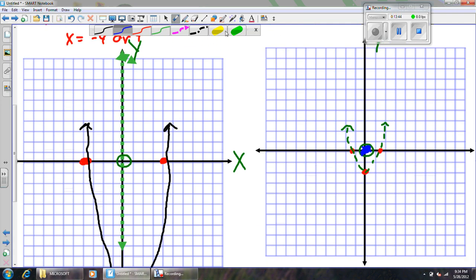Instead, I'll shade everything underneath on the outside of the parabola.